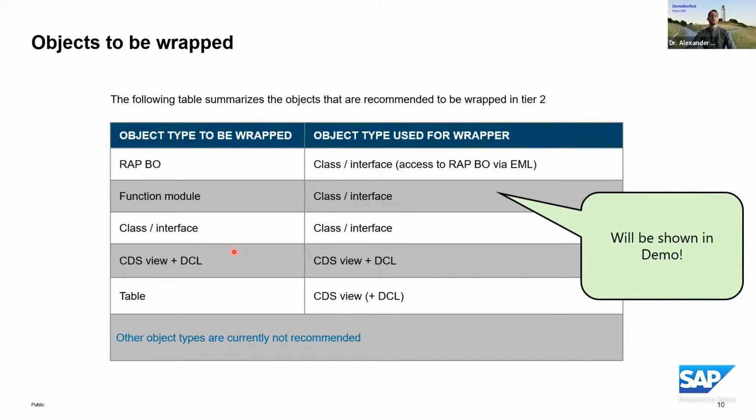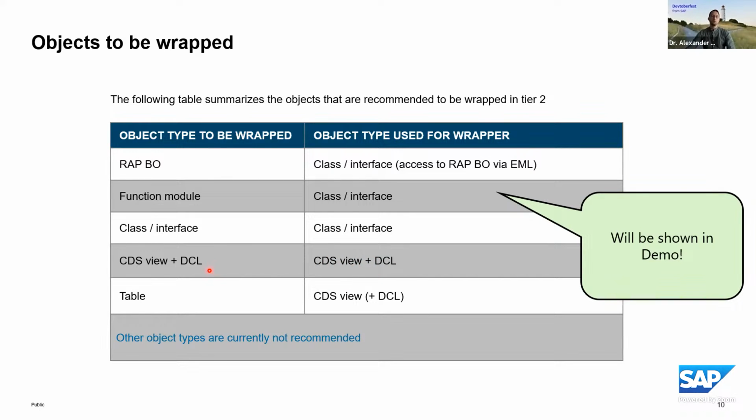Then, of course, if some data access API is missing, so a CDS view is not released yet, or there's even a table that has no CDS view at all, and you need that data, then what can you do? Of course, you can also wrap that. You can wrap a CDS view, and if required, the corresponding DCL, and also an SAP table can be wrapped for data access. You do that using a CDS view and a DCL if required.